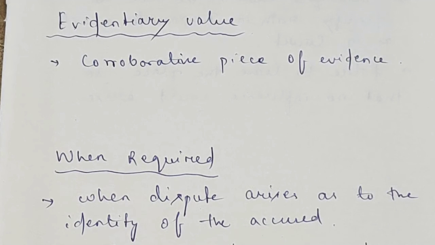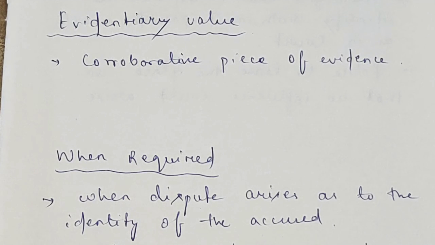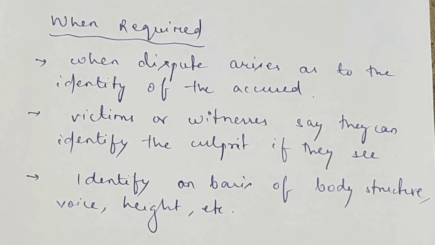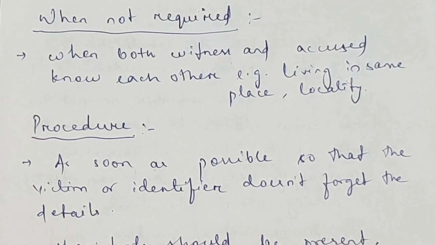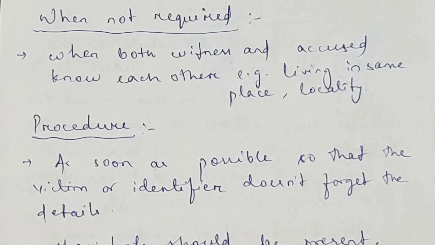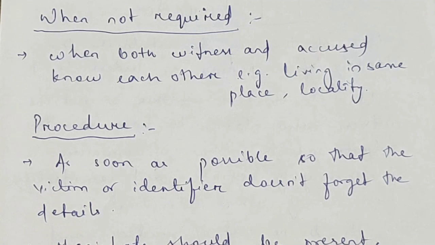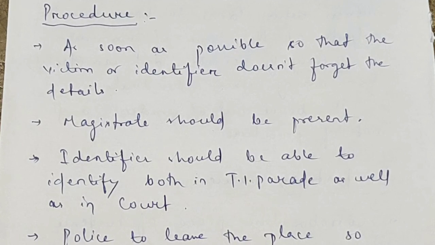So basically the evidentiary value of TI period is that it is a corroborative piece of evidence and not a substantive piece. So TI period is required when a dispute arises as to the identity of the accused, and the victims or witnesses say they can identify the culprit if they see them the next time, on the basis of body structure, voice, height, etc. TI period is not required where both the witness and the accused to be identified know each other very well, that is, they live in the same place or locality. So now let's see the procedure.